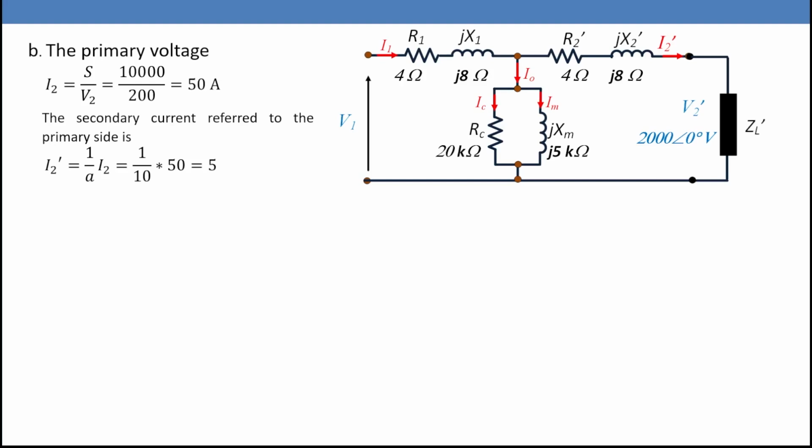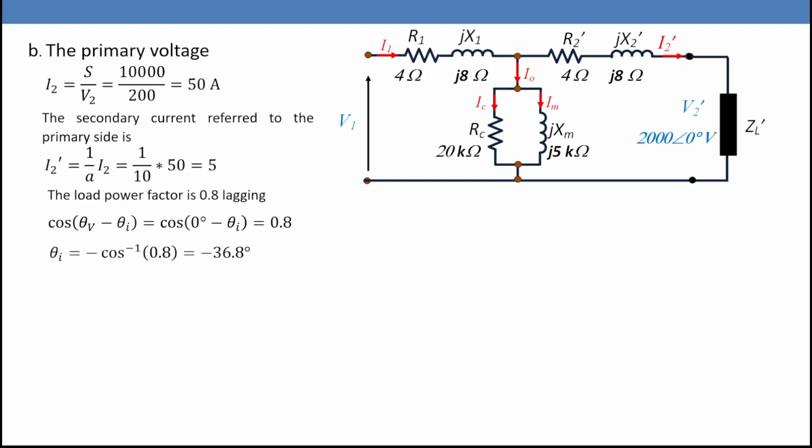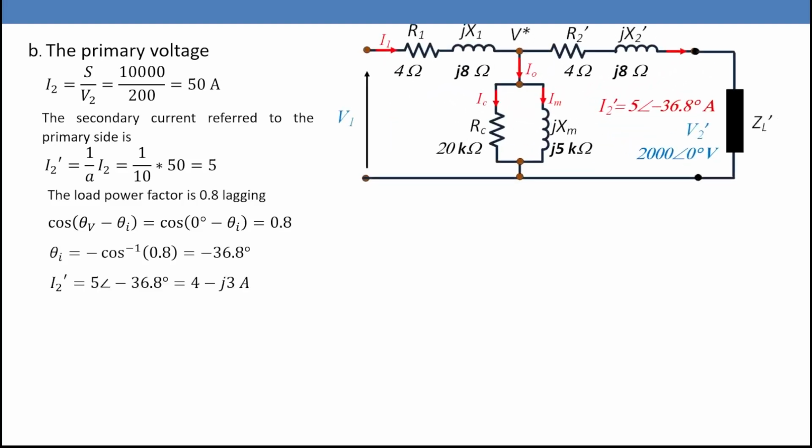But what is the angle of I2 dash? The load power factor is 0.8 lagging. That one is given. So cosine of theta V minus theta I for the load equals cosine of 0 degree minus theta I equals 0.8. So theta I equals minus cosine inverse 0.8 equals minus 36.8 degrees. So I2 dash in this case equals 5 angle minus 36.8 degrees, which in rectangular form is 4 minus j3 as shown here.